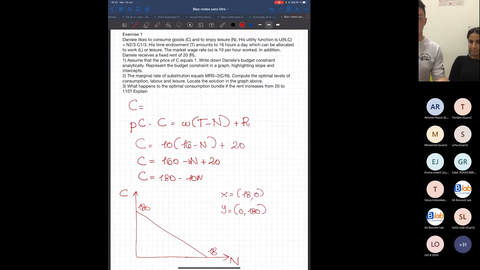Does it work? Does anybody have any question about how we got the intercept? Oh, clearly, guys, I forgot. The slope is equal to the wage rate over the price of the consumer good.